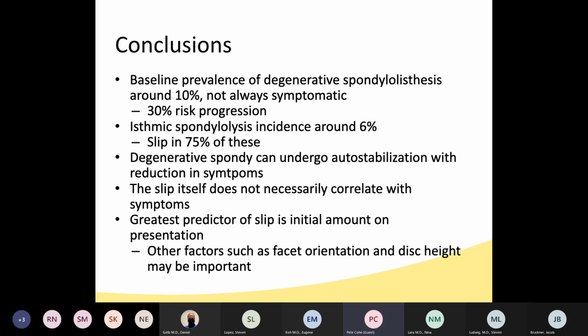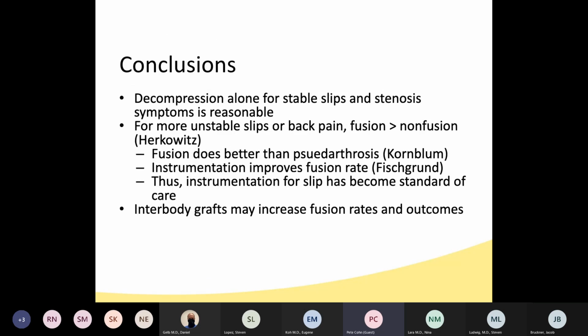The greatest predictor of progression of a slip is the initial amount of translation on presentation, and other factors such as facet orientation and disc height may be important when thinking about your surgical treatment options. So decompression alone for quote-unquote stable spondylolisthesis and stenosis seems reasonable.